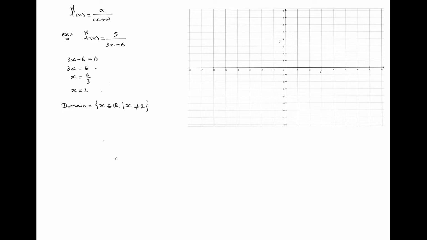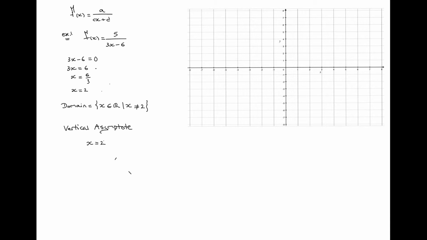Now, what this also leads to is a vertical asymptote on this function's curve, and the vertical asymptote has an equation. So I'll just write vertical asymptote. It's a vertical line that the curve never crosses, and its equation is quite simply x equals 2.